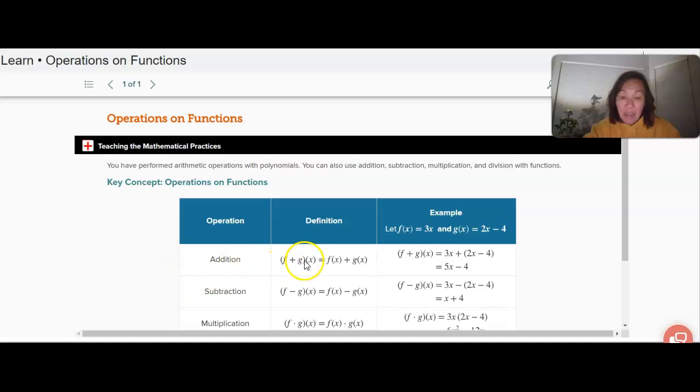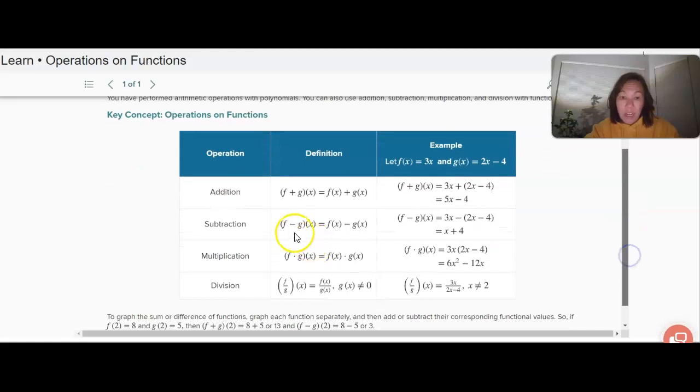For instance, if I want to add two functions, f of x and g of x, you might see this notation now. F plus g of x literally just means add the two functions together. So if I have a function f of x and a function g of x, and I want to add them, just take 3x and add 2x minus 4 to get 5x minus 4.